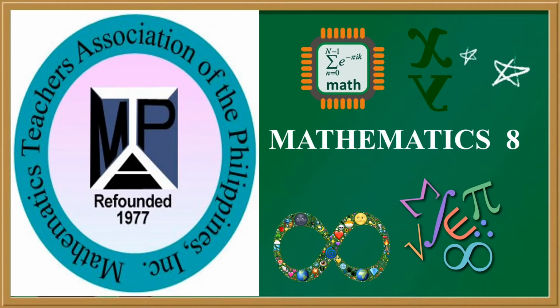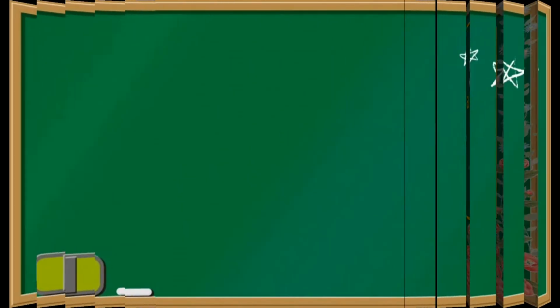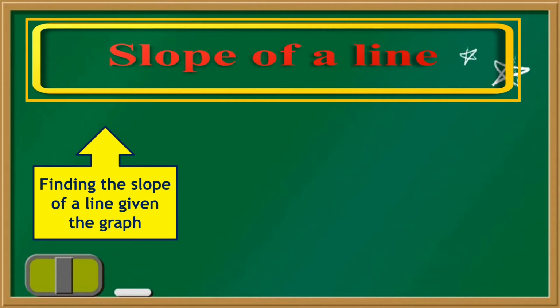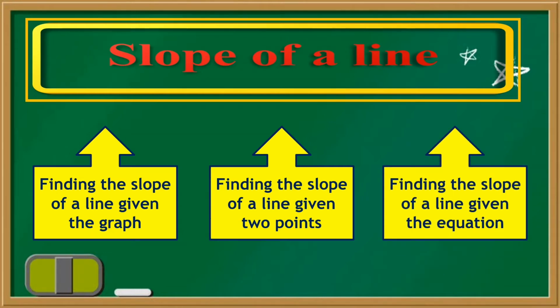Mabuhay mathematicians! In today's discussion, our main objective is to illustrate and find the slope of a line given the 2 points, graph, and equation. In slope of a line, we will be discussing finding the slope of a line given the graph, finding the slope of a line given 2 points, and finding the slope of a line given the equation.